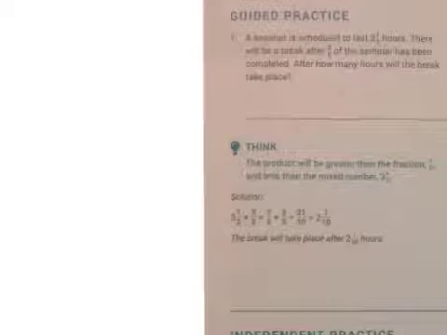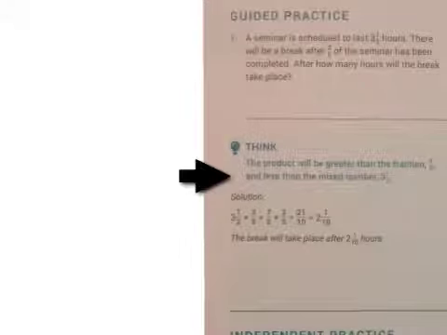Okay, so let's go straight into the guided practice. Number 1 in our guided practice: a seminar is scheduled to last 3.5 hours. There will be a break after 3/5 of the seminar has been completed. After how many hours will the break take place? First off, it says to think of the product that will be greater than the fraction 3/5 and less than the mixed number 3.5.